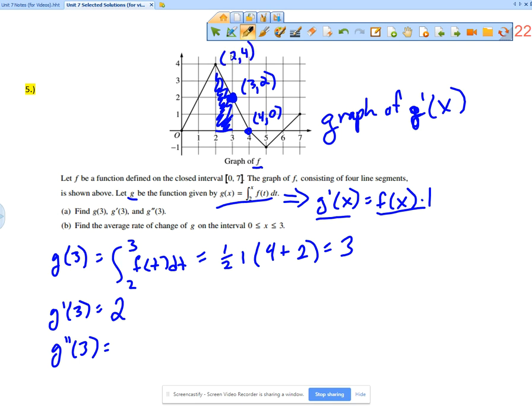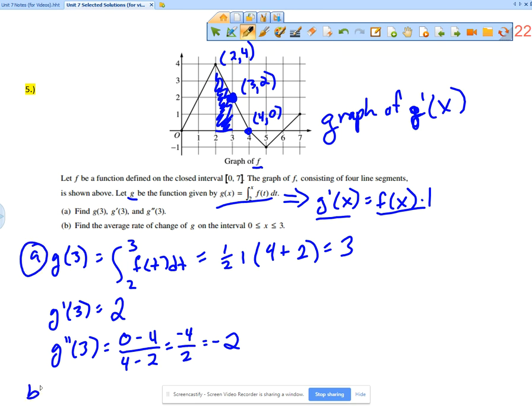So I'm going to use 2, 4, and 4, 0. I'm going to take y2, which is 0, minus y1, which is 4, over x2, which is 4, minus x1, which is 2. And so 0 minus 4 is negative 4, over 4 minus 2 is 2. So this is negative 2. So g double prime of 3 is negative 2. All right, that's part A.